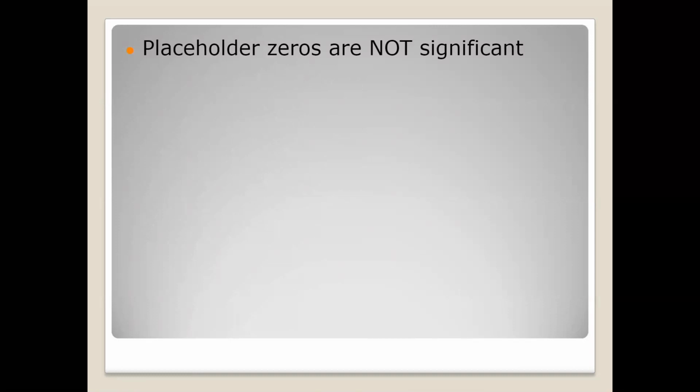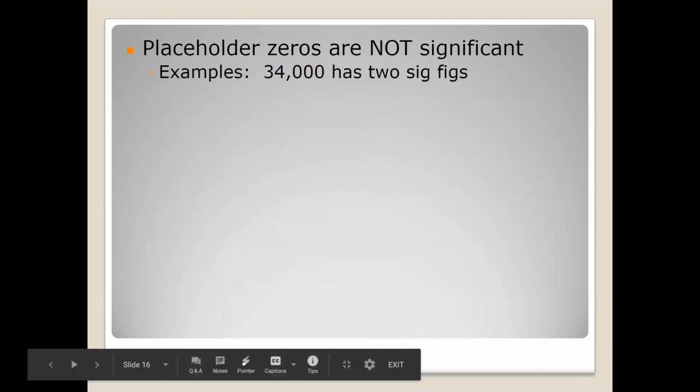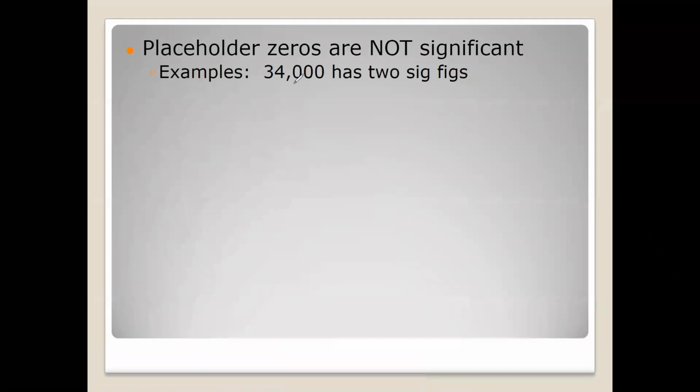Any placeholder digits are not significant. What I mean by placeholders are these guys right here. See these 3 zeros? Those are placeholder zeros. They do not need to have any significance attached to them whatsoever.